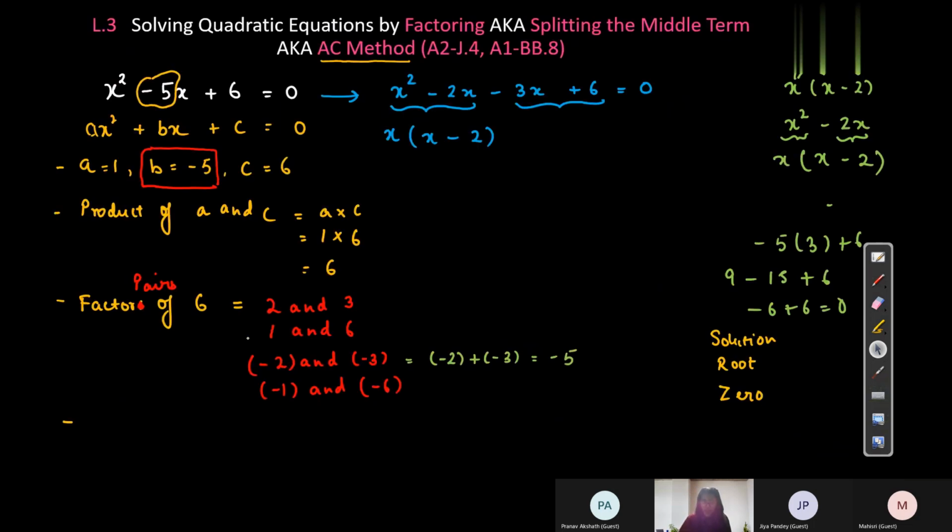Is this step clear to everyone? If you have any doubt, please ask me. This is very important. How did I get this x times x minus 2? Okay, I'm assuming this is clear. Now we'll do the same thing for these two. We have negative 3x plus 6. Now the common factor is here negative 3.